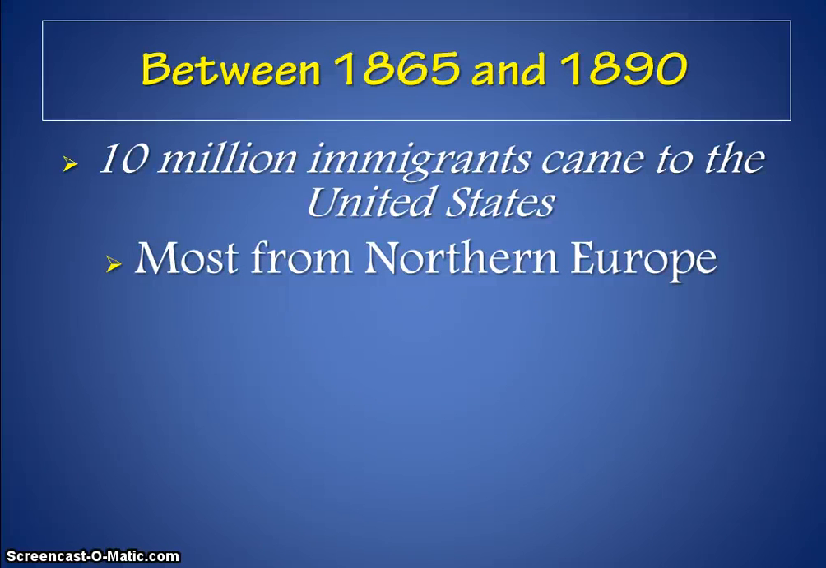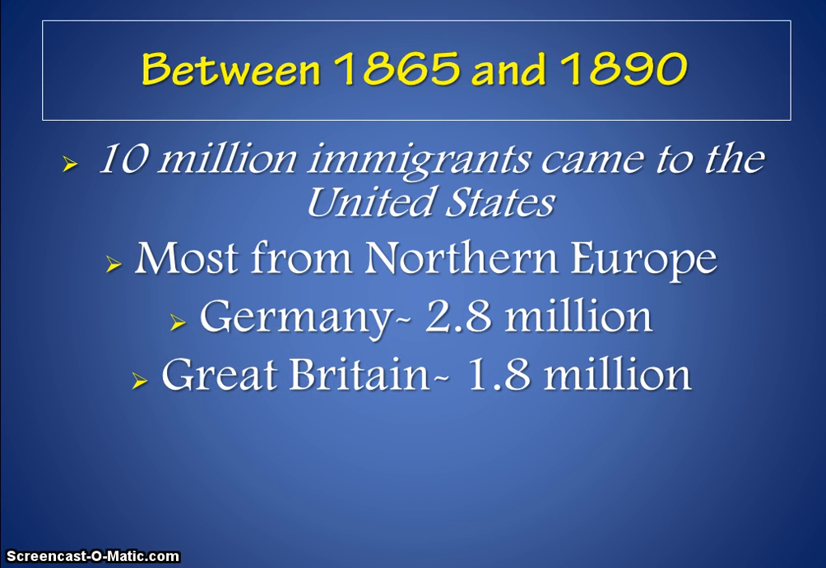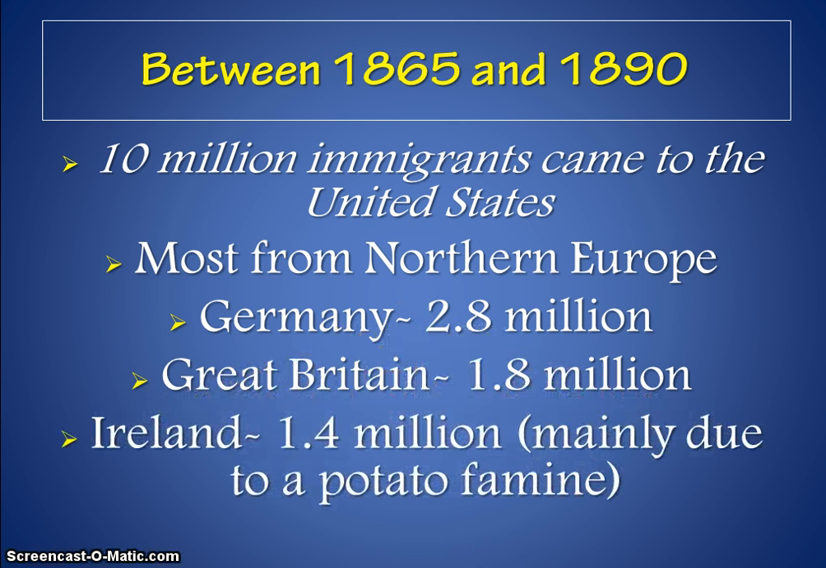Most of them were from Northern Europe. From Germany, 2.8 million people immigrated. From Great Britain, there were 1.8 million immigrants. From Ireland, 1.4 million immigrants, mainly due to a potato famine.